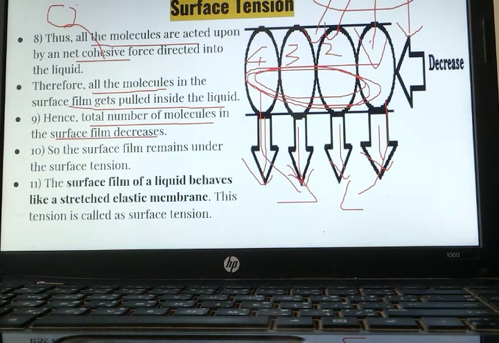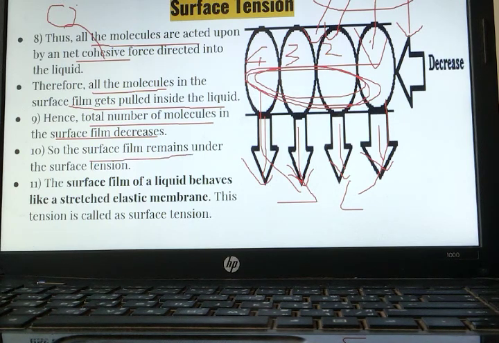Surface area is decreasing by what term? It is decreasing the potential energy. As it is decreasing the potential energy, the surface area will also decrease. Don't worry, you will be able to understand in the next 2 slides.